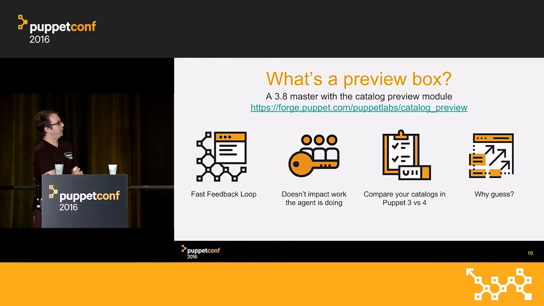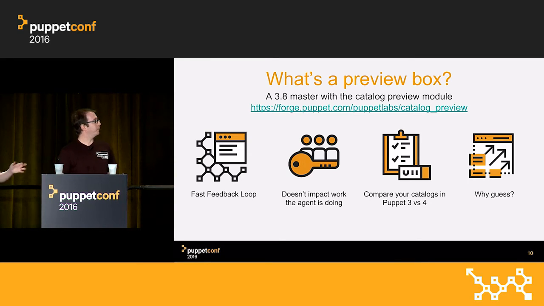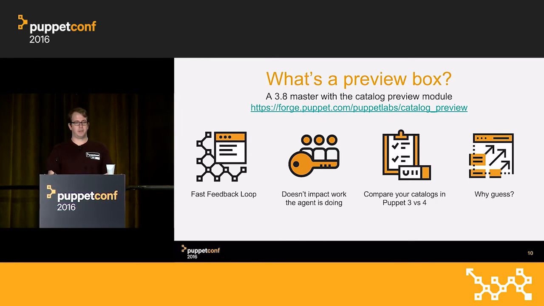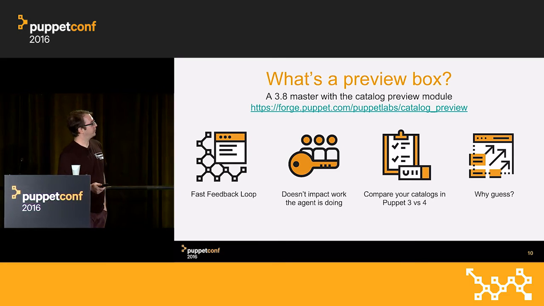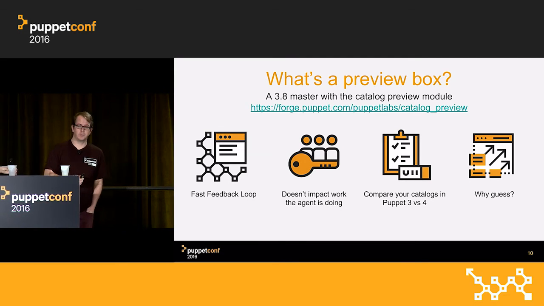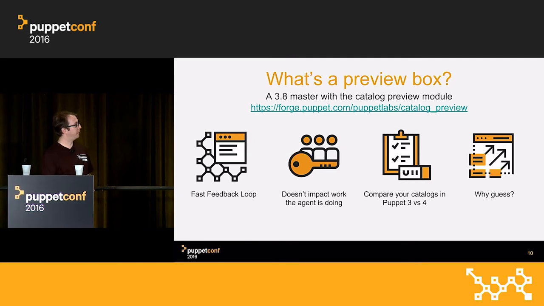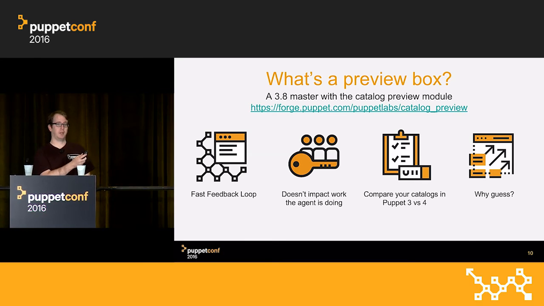Okay, so what is a preview box? What does this thing actually do? It's a Puppet master running 3.8, like I mentioned. It can be Puppet Enterprise. Like I said, I have a Vagrant environment that will spin all this up, and I'll show that to you at the end if we have time.